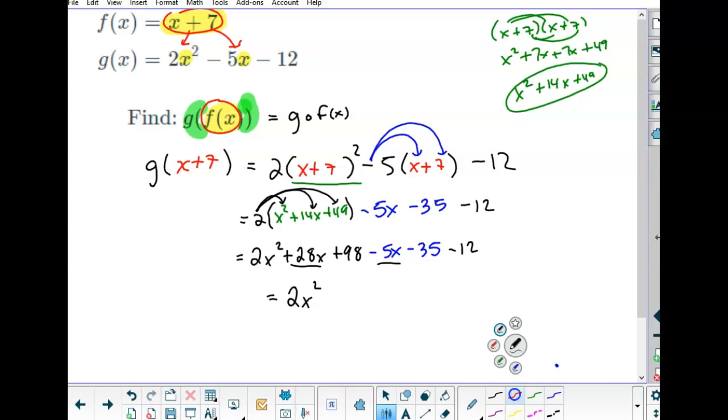Let's see, I've got 28x minus 5x is 23x. And I've got a 98 minus 35, that's 63. All right, and then 63 minus 12. I think that's 51.